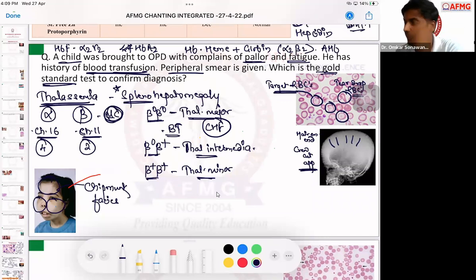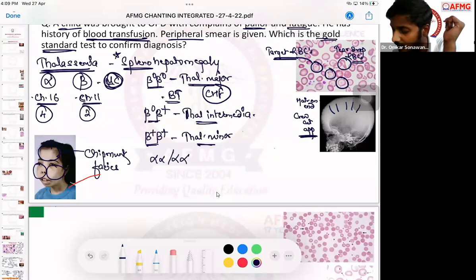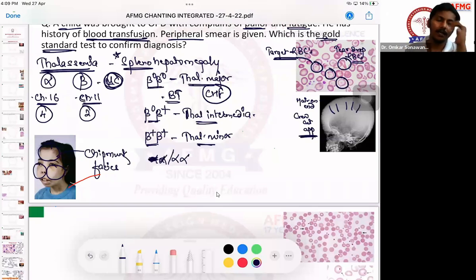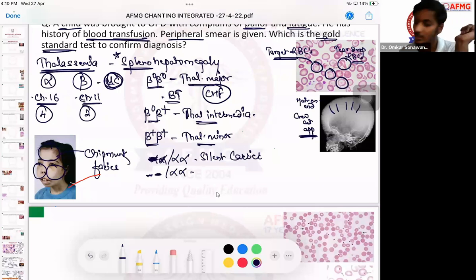If I talk about alpha globin chains or alpha thalassemia now, please remember there are total 4 alpha chains. If one of the alpha chains is absent, then the patient would have 75% production. So here the patient would be called a silent carrier. If 2 alpha chains are absent, that means 50% production is abnormal.